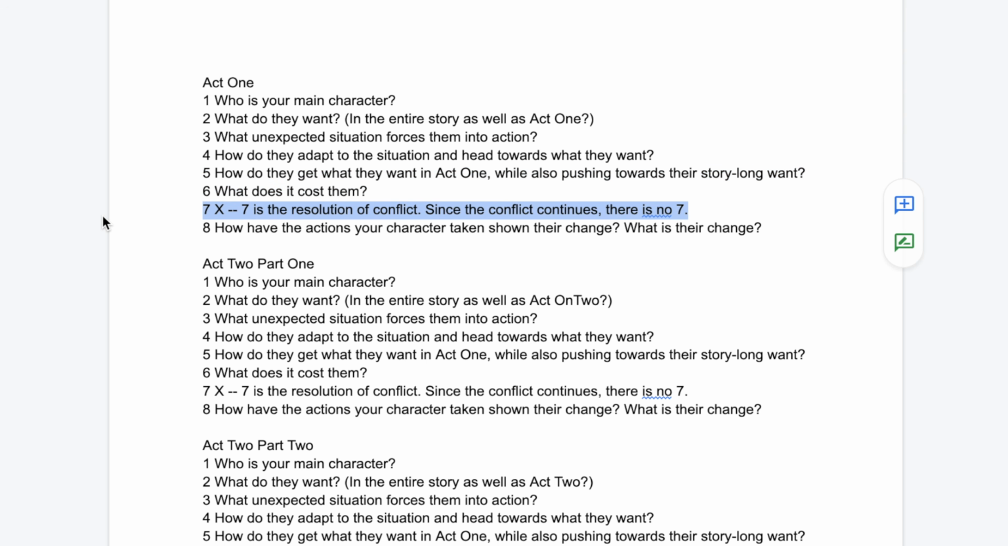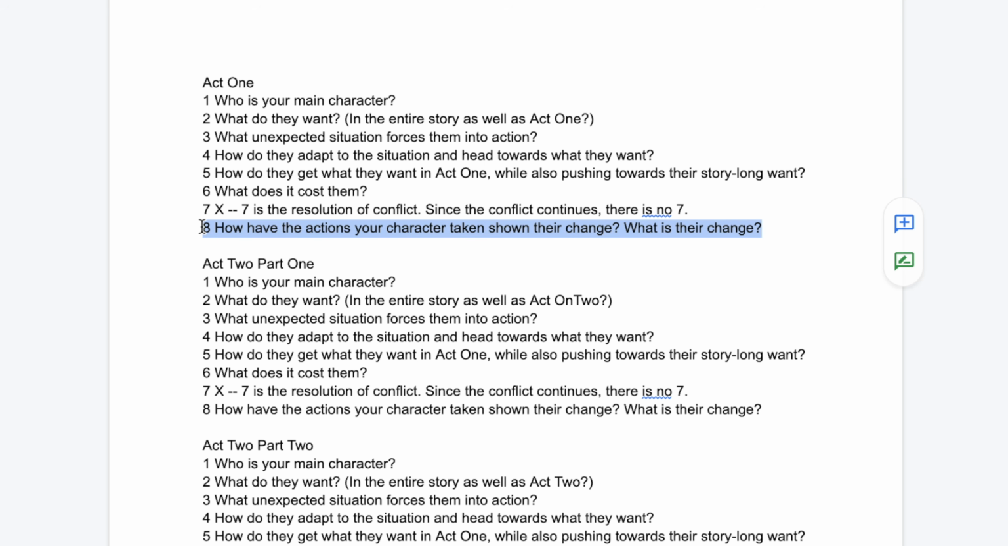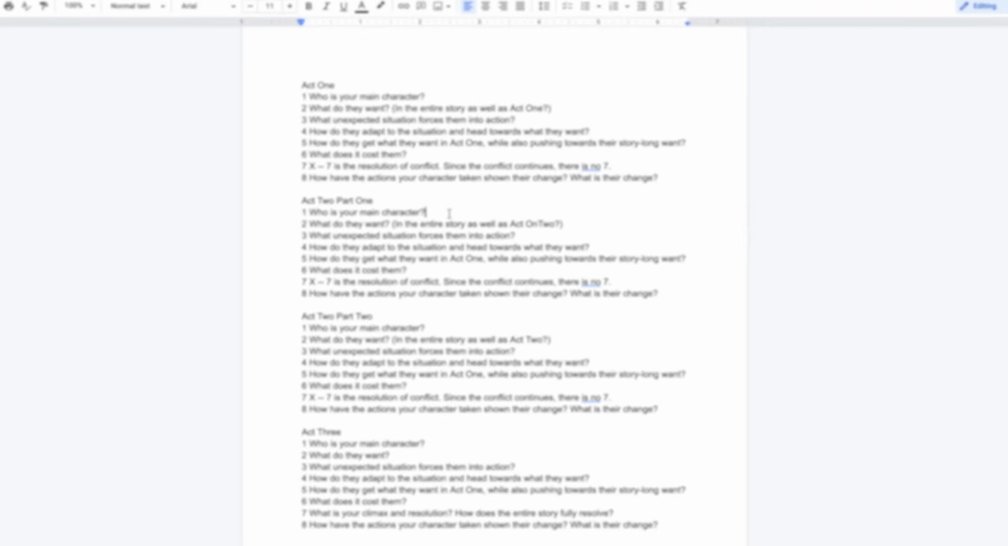And then 7 is the resolution of conflict, right? So if you watch my videos on structure, you'll see that the 7 is kind of X'd out or redded out in the act by act version of the story, because 7 is essentially the resolution of conflict. So usually your climax would happen at 7, but the story isn't over, so we continue. And then at 8, how have the actions that your character has taken shown their change, right? So what is their change? Okay. And so then this happens for the next part of your story as well.